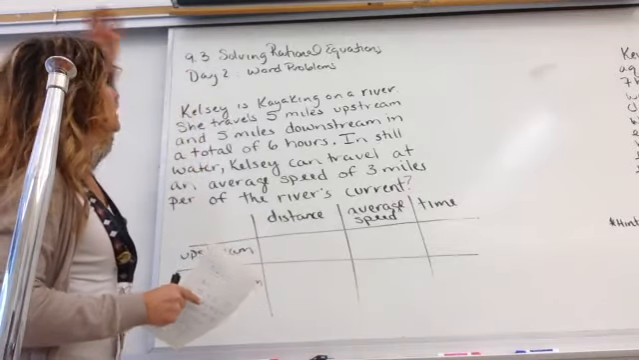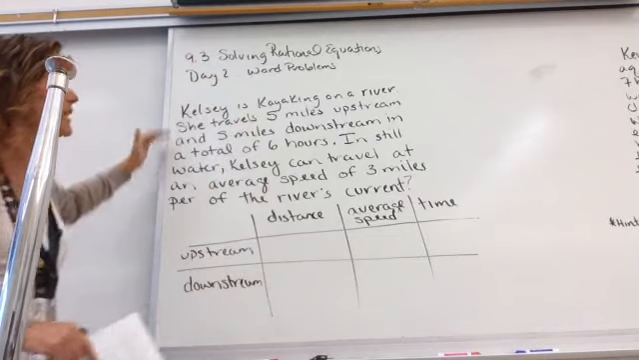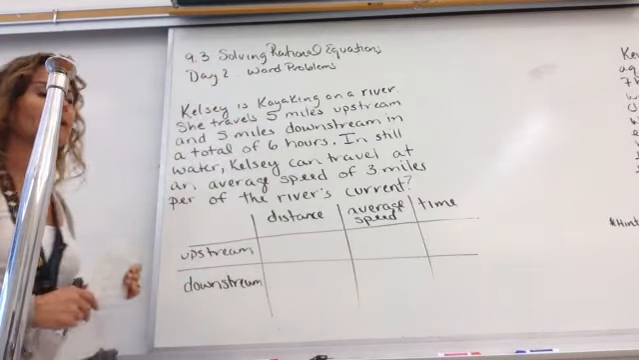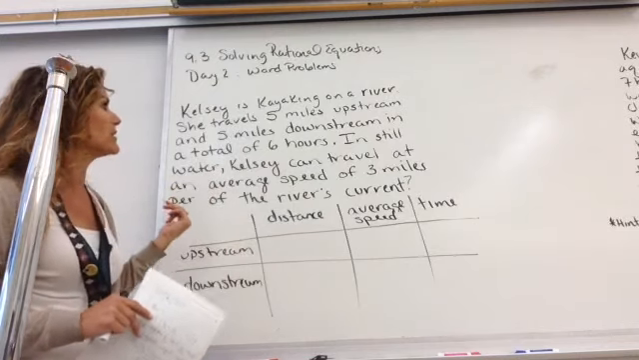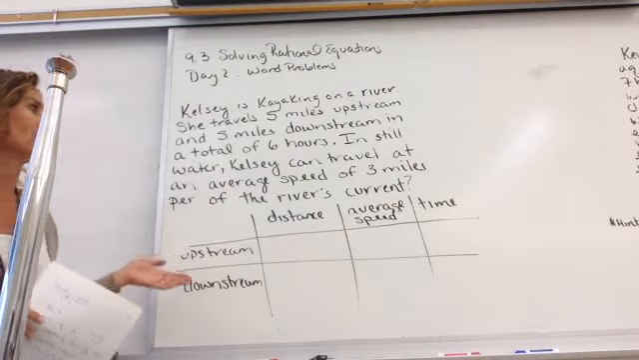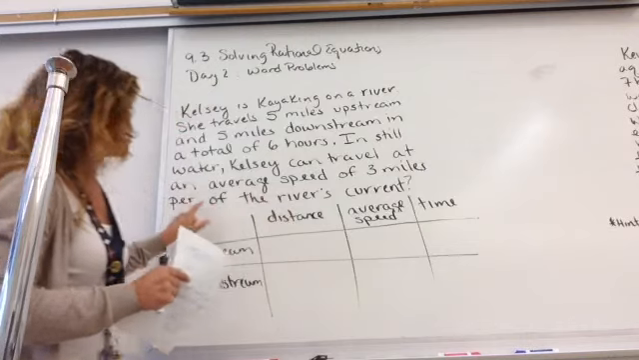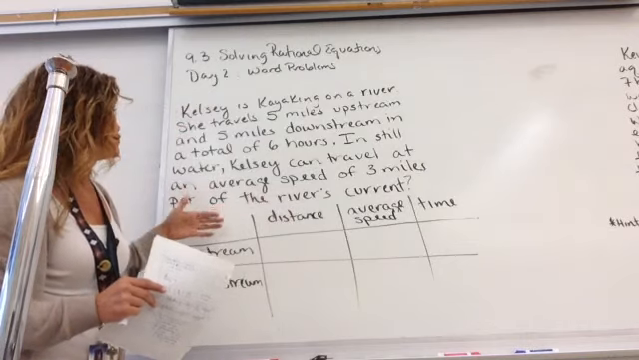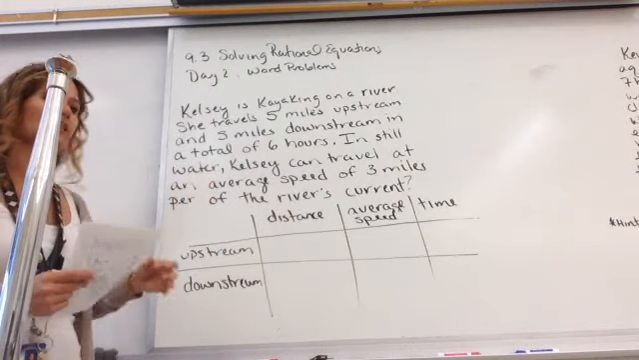All right, problem solving: solving rational equations with word problems. So take a minute, write this down. We're talking about Kelsey. She's kayaking on a river. She travels 5 miles upstream and 5 miles downstream in a total of 6 hours. In still water, Kelsey can travel at an average speed of 3 miles per hour. They want you to find the average speed of the river's current.